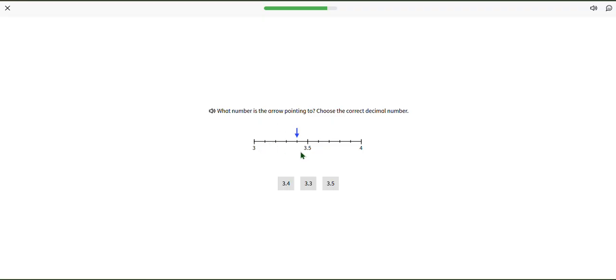So for this one, I'm going to count how many times I need to jump, and that's going to tell me where this lands. I know it's not 3.5 because I see 3.5 on the number line right here. So I'm not going to answer it that. But between 3.4 and 3.3, I'm not sure. So I need to count it. I'm going to go 1, so that's what would be 3.1, 3.2, 3.3, and 3.4. So that tells me my answer.